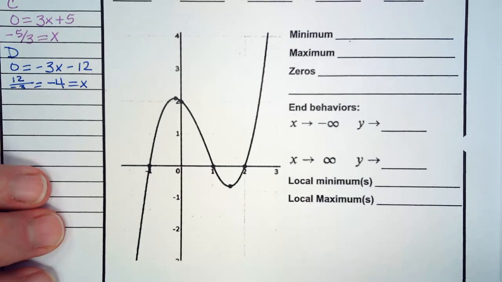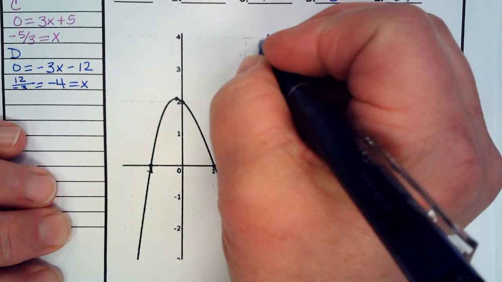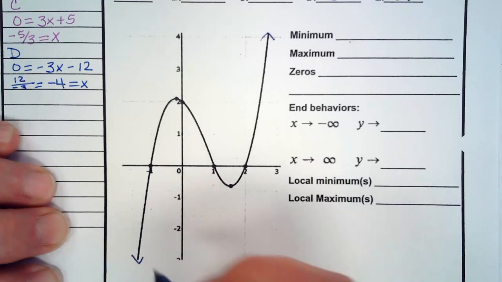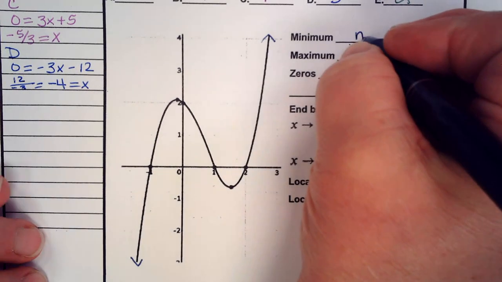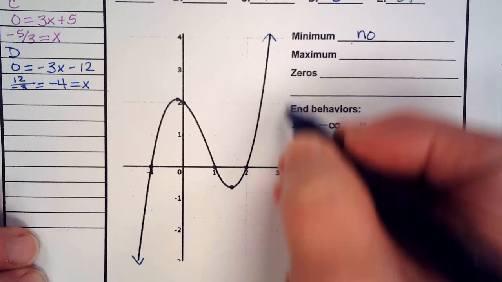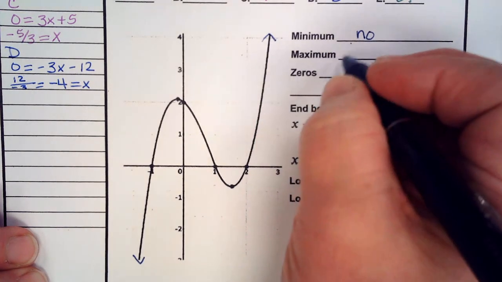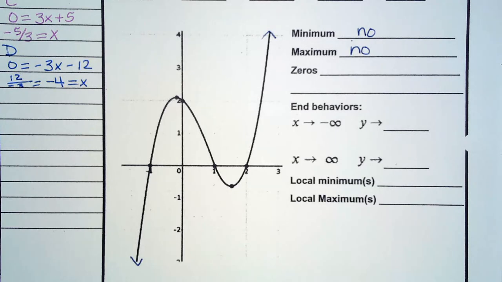Minimums, maximums, and zeros. Remember, this is a graph. This goes on forever and ever, in both directions. Do I have a minimum? Nope. The minimum is negative infinity. We don't know what that is. Do I have a maximum? Nope. It is positive infinity, and I don't know where that's at.